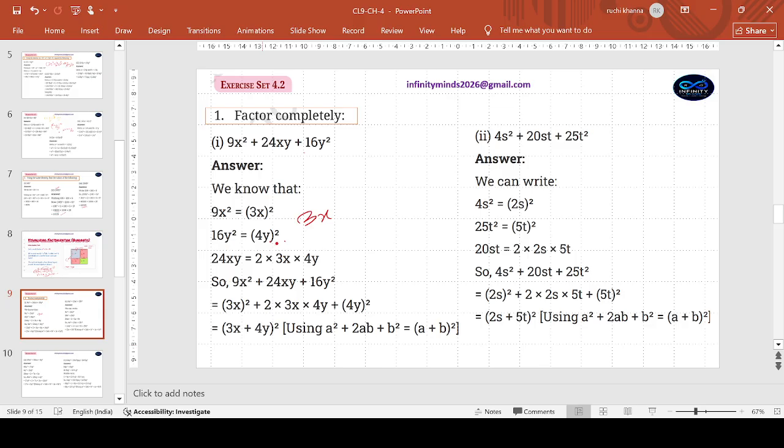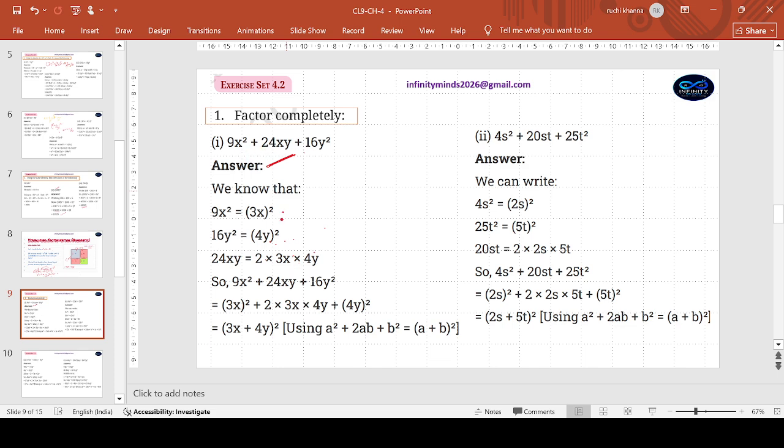16y square is the square of 4y. With repetitive practice, you will be able to analyze the pattern that you have to look for, and you are expected to think, okay, this is a square value. Yes, this is a square. So the middle one should come out to be the product of 2ab form.